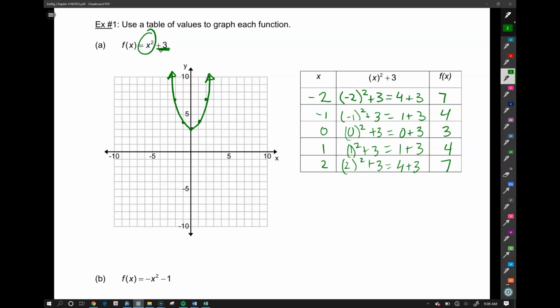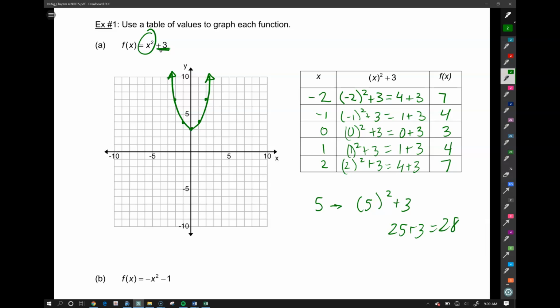Can you pick the number? Sure, you could plug in any numbers you want. It's just the most useful. Like if I plugged in 5, let's see what would happen. So I have 5 squared plus 3. So that's 25 plus 3. That's 28. That's off our graph.